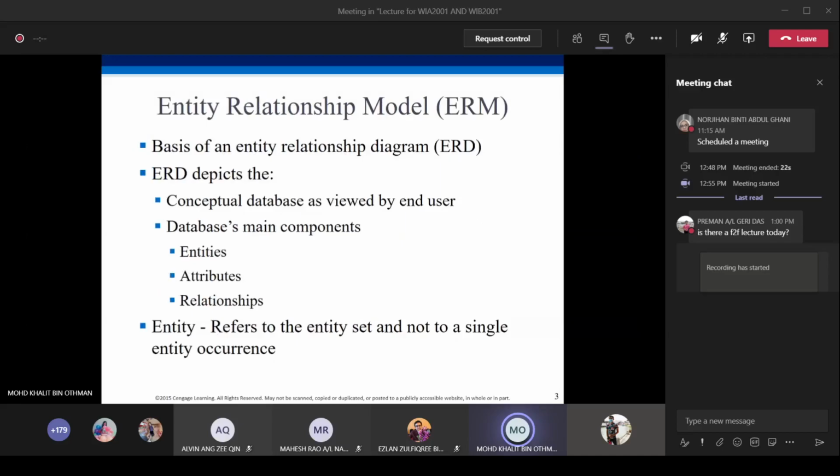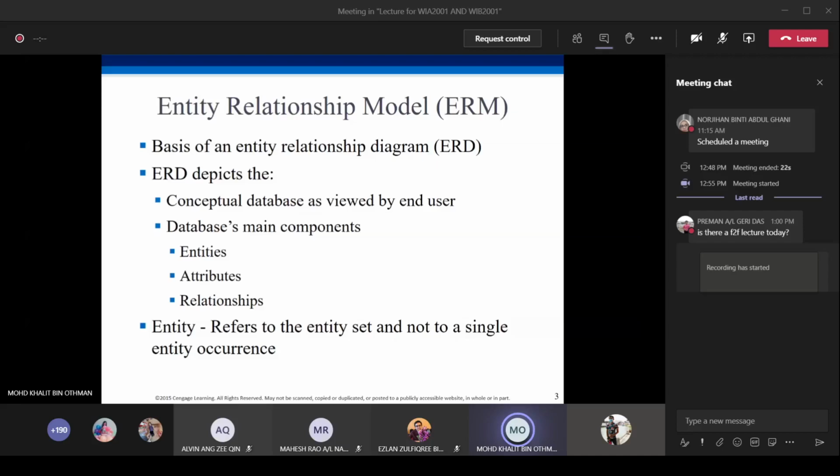Entity relationship model. Actually, what is the entity relationship model? The ERM is the basis of the entity relationship diagram, and the ERD defines, first, the conceptual database as viewed by the end user, where the ER model refers to a specific table row as an entity instance. The second one is the database's main components. We have several components of the database.